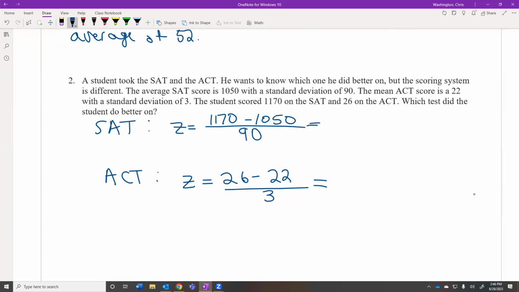But in this case, if you do type both of those in the calculator, you probably noticed, for those of you that have already done it, that you got 1.33 for both of them. So what does that say about these two tests? They're about the same. So relatively, he did the same on both tests.